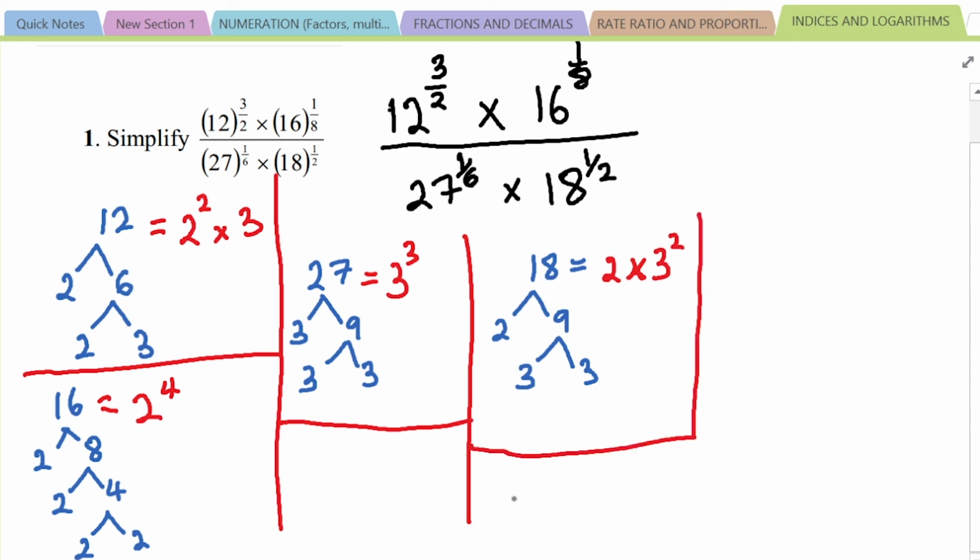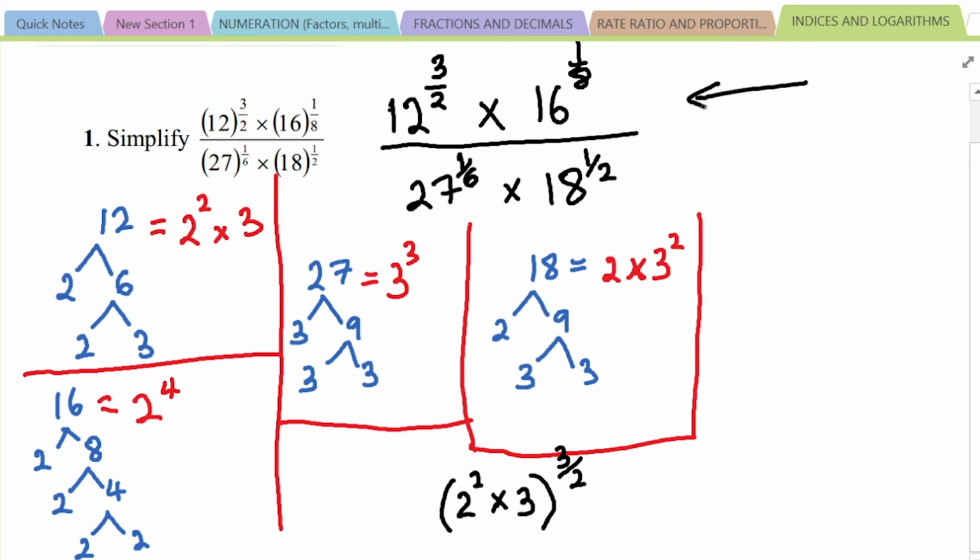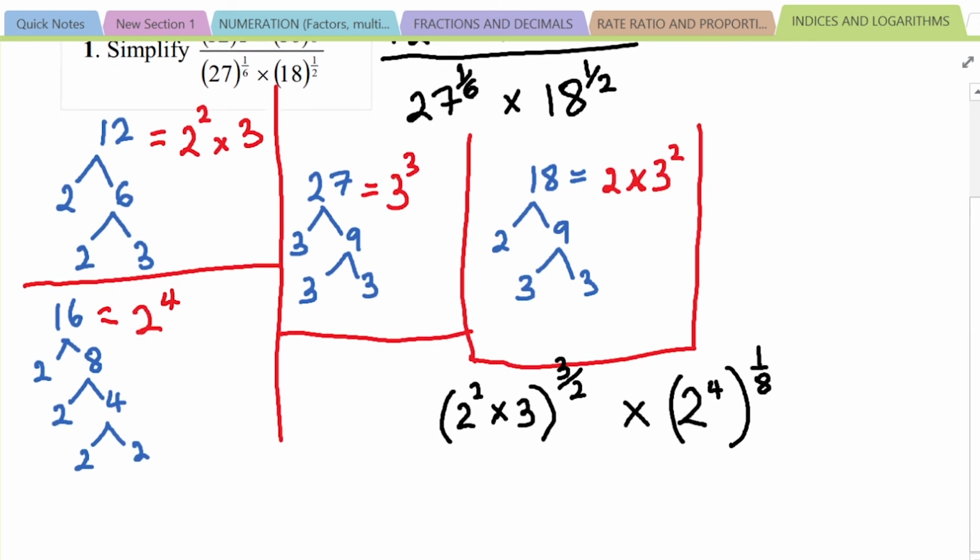So our original question is going to turn out into this. Where we are putting 12, we are going to instead say this is going to become 2 to the power 2 times 3. This whole thing is to the power 3 over 2. This is where I'm trying to rewrite this. So multiply that by 16. Where there is 16, we put 2 to the power 4. So it's going to be 2 to the power 4, and this is to the power 1 over 8, like that.